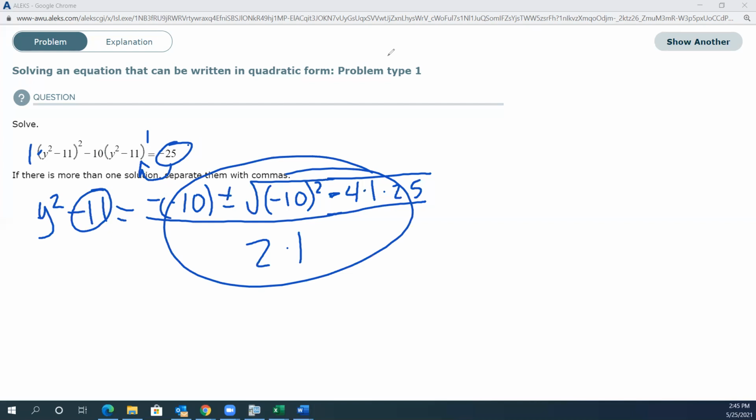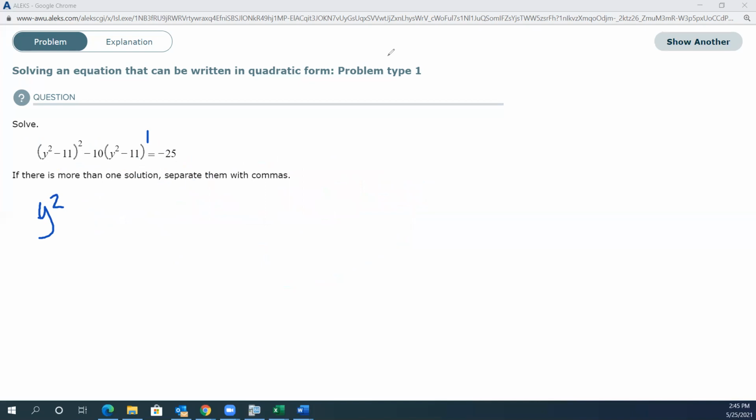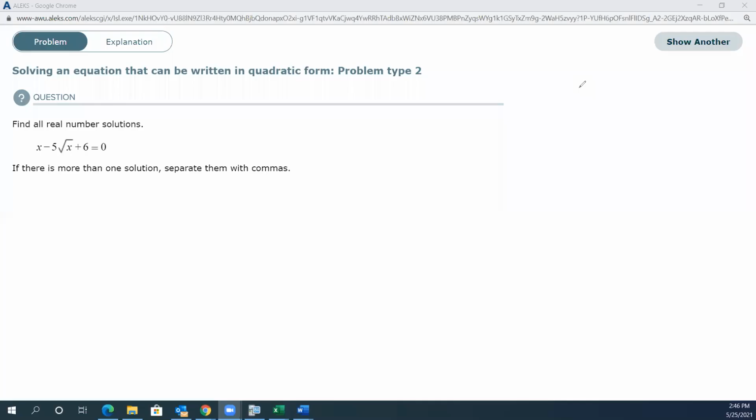Now, an alternative method to this one would be to say, let's just multiply this all out, bring the 25 over, and then start combining like terms, and then it'll be like the last problem where you have y to the 4th, y squared, and a constant term. You could do that, but that would be extra work that I'm guessing you're not going to want to do. I know I don't.